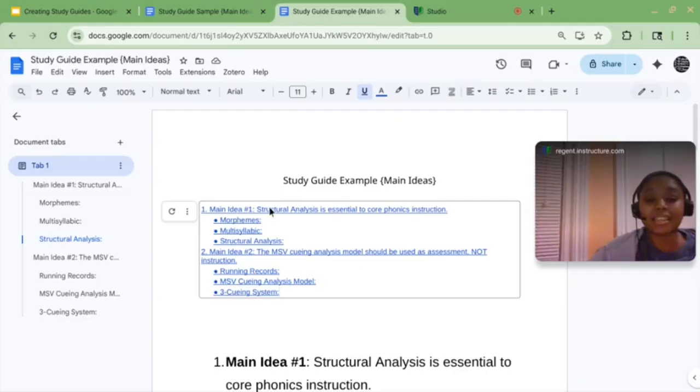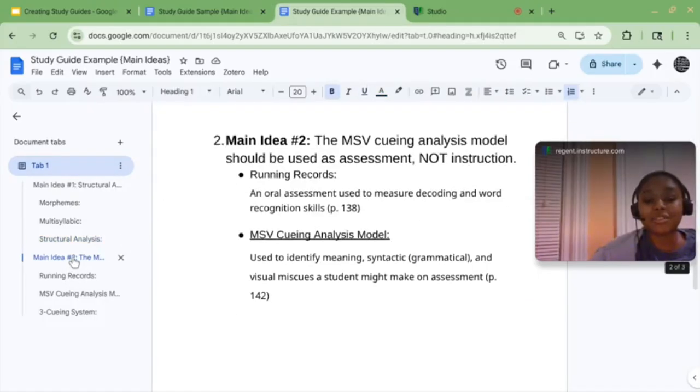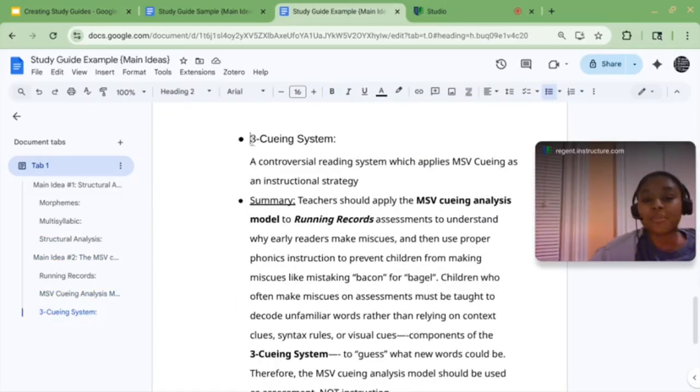And again, I could either use this block to navigate, or I could just use this little tab document option. Say if I want to go back to main idea 2, it'll take me to there. 3 queuing system. Yep, I have my term and then the definition right here. A controversial reading system which applies MSV queuing as an instructional strategy.